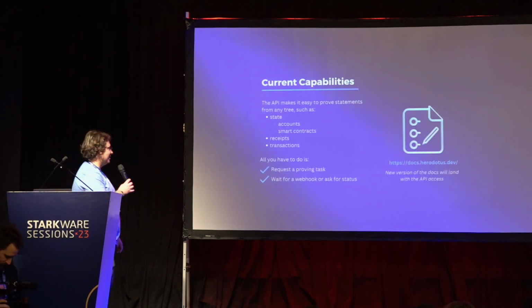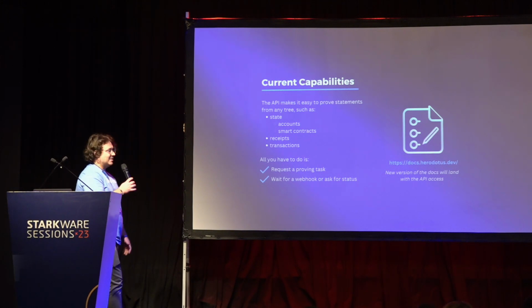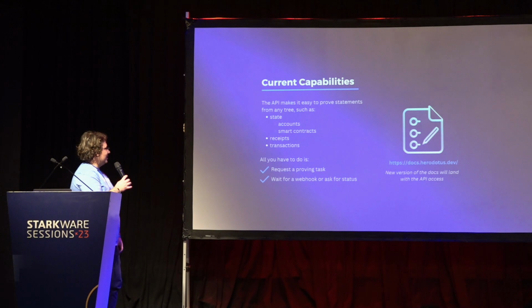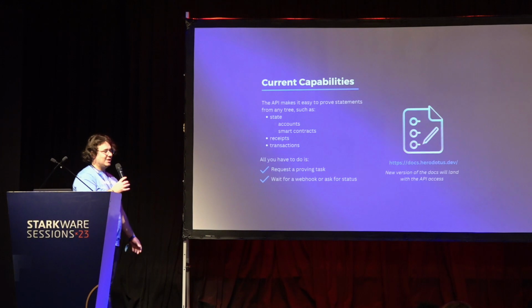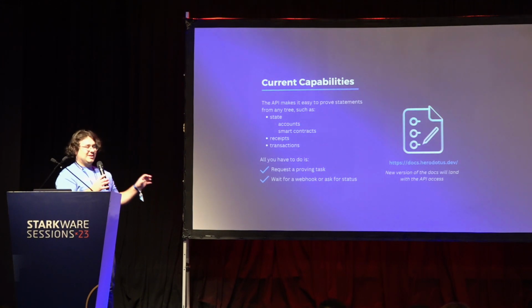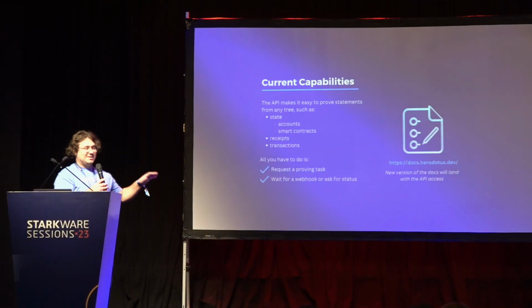So the current capabilities of our API is proving statements from any tree, such as the state tree, so accounts or smart contracts, so state of any account or smart contract, as well as receipts and transactions. And all you have to do is just send a request and then wait for a webhook or query our API for updates. This is the link for docs, but the docs are in our V1 version, like the old version. That's not really what is happening right now. So we are not giving the API keys just yet. When the API drops and is open, the docs will be updated and you will be notified.